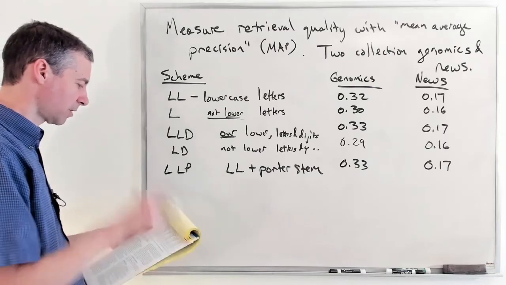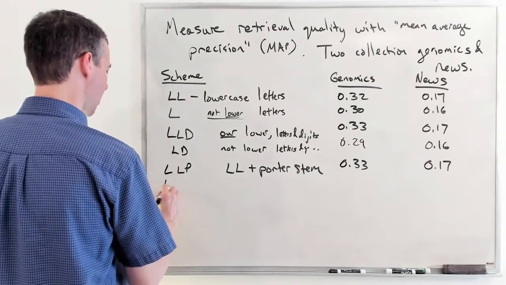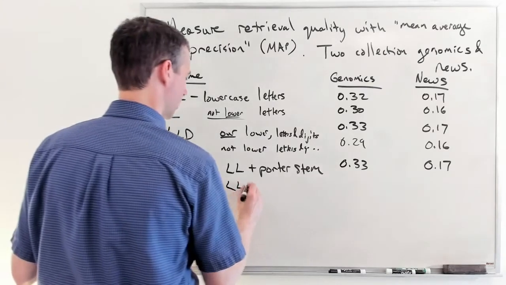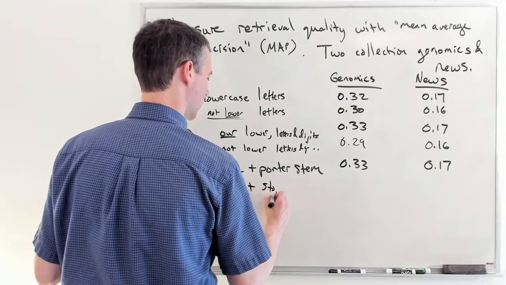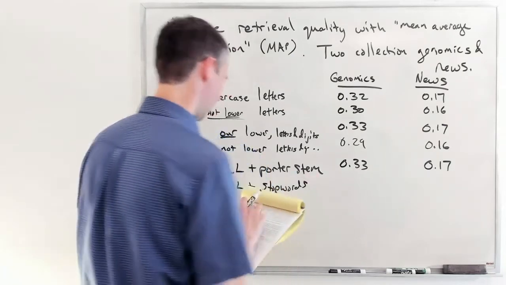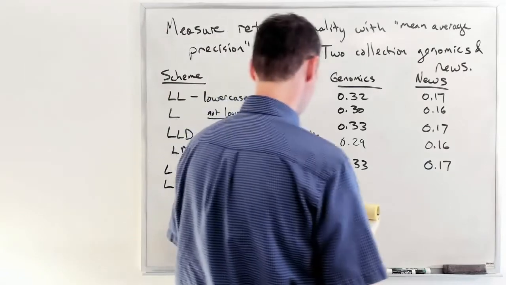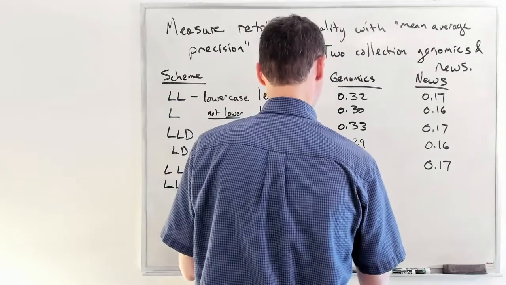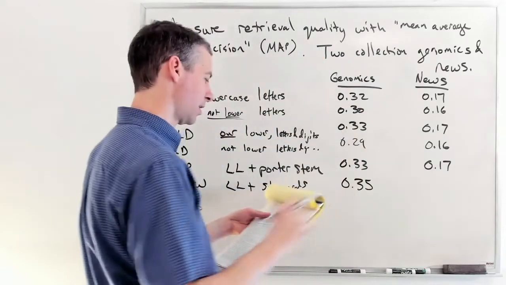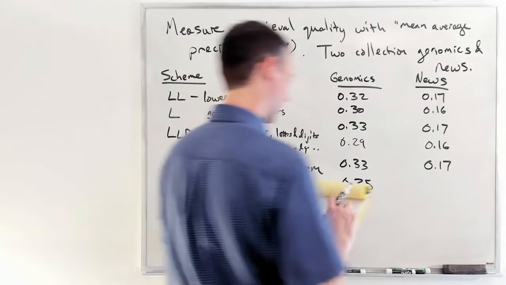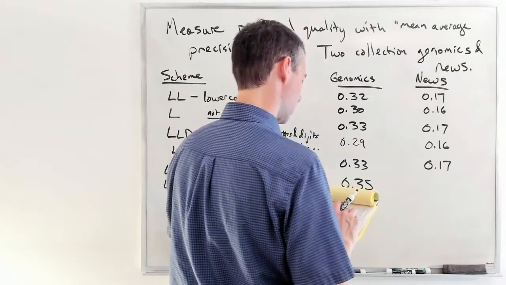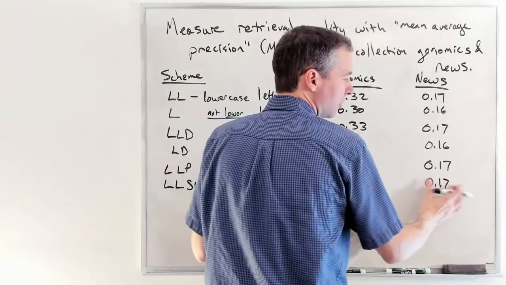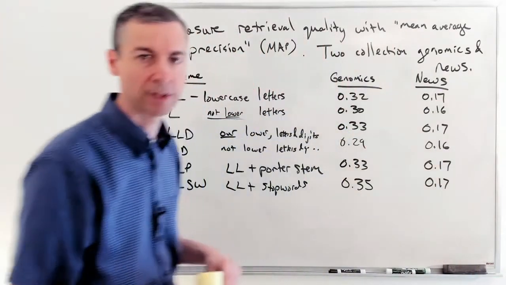Okay, then let's go ahead and we'll do maybe stop words. So we'll use the LL with stop words. So we'll do the LL and then we'll remove stop words. Okay, so this gives us, boom, we're up to 0.35 and it is a statistically significant improvement. Likewise, even though this is 0.17, there is some statistical notion that this is better than this 0.17.